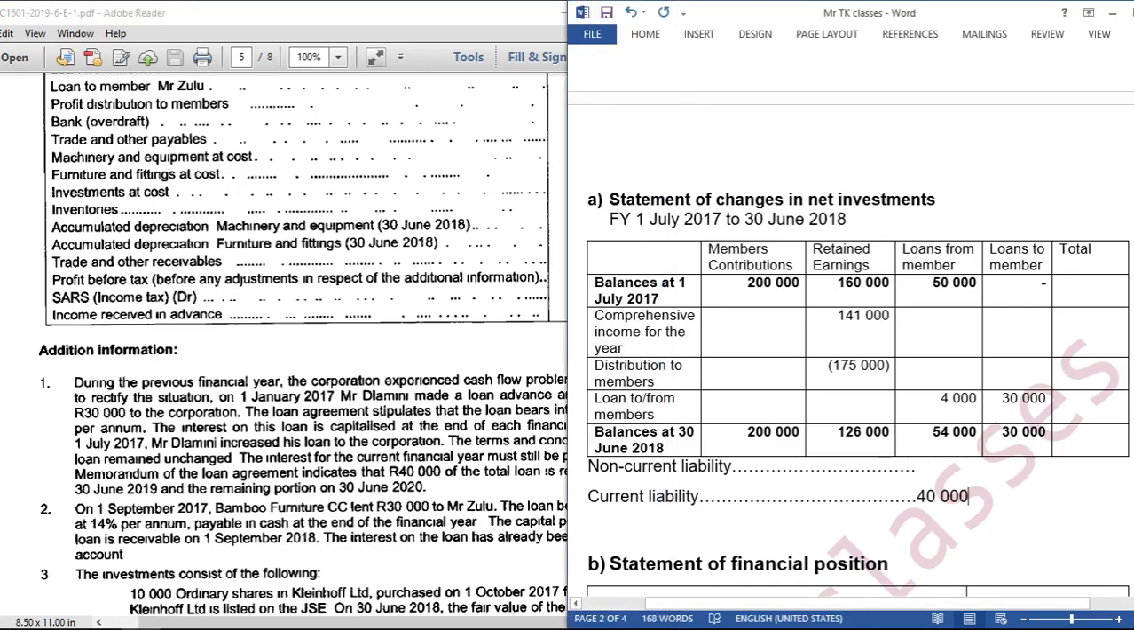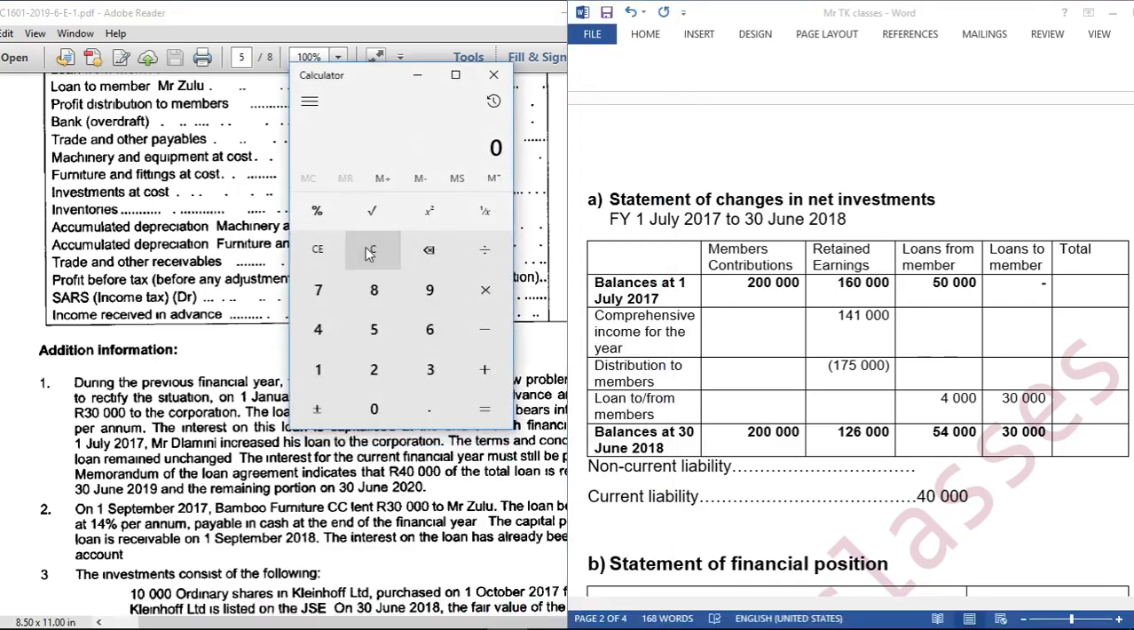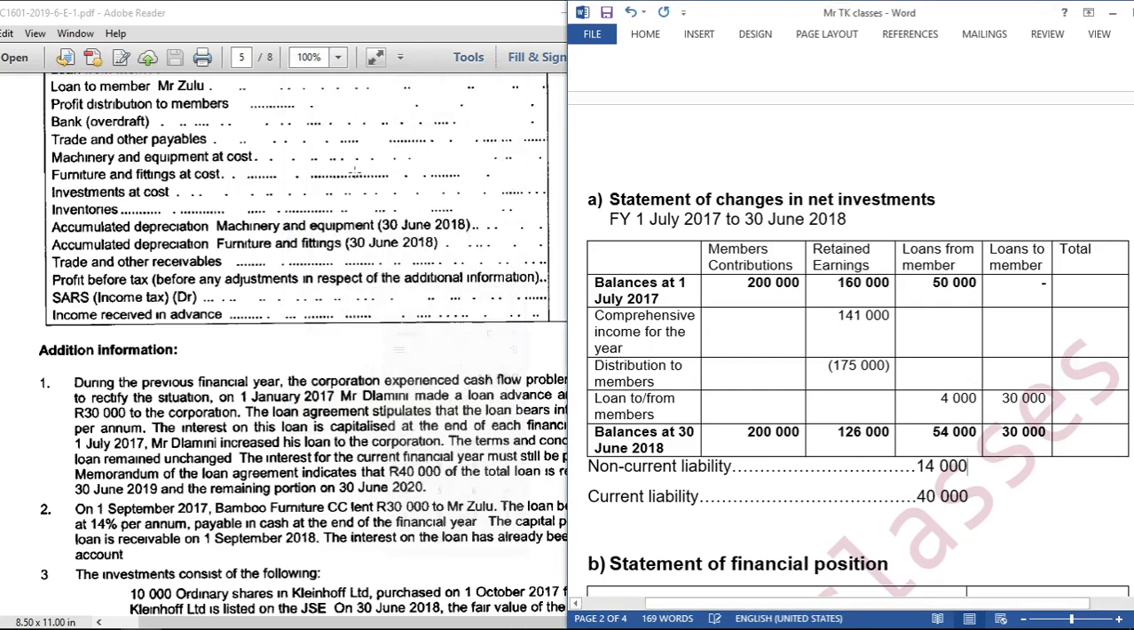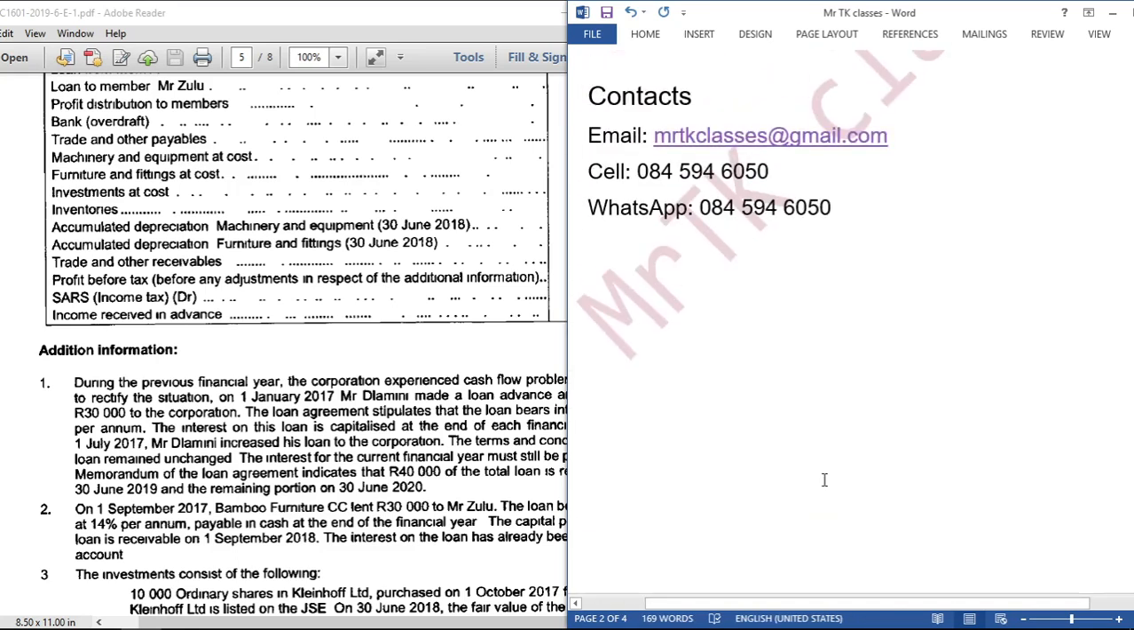That 40,000 is a current liability because it will be paid back in a year's time according to this adjustment. So the remaining portion, we are going to say 54,000 subtract 40,000, right? We are going to get 14,000. 14,000 is going to be paid back in 2 years' time. So this one which is going to be paid back in 2 years' time is a non-current liability. This one which is going to be paid back in a year's time is a current liability. All right, so now we move on with our question.